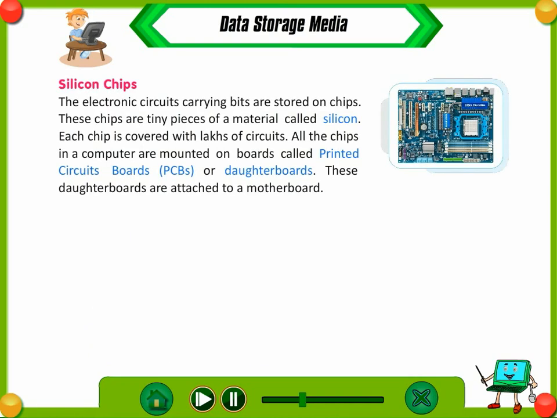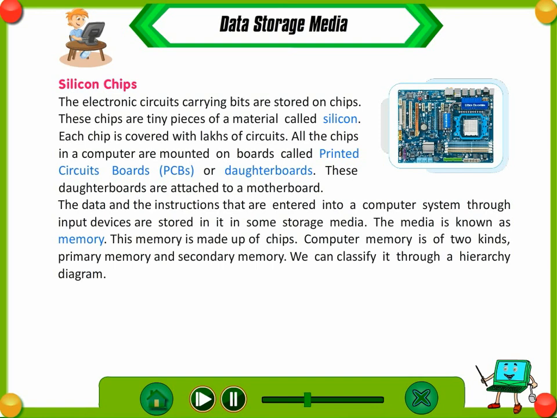Silicon chips. The electronic circuits carrying bits are stored on chips. These chips are tiny pieces of a material called silicon. Each chip is covered with legs of circuits. All the chips in a computer are mounted on boards called printed circuit boards, PCBs, or daughter boards. These daughter boards are attached to a motherboard.